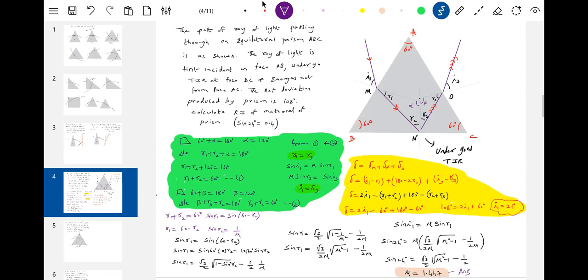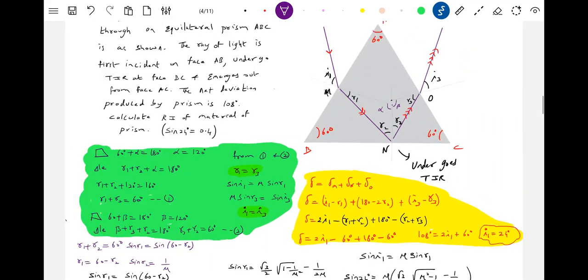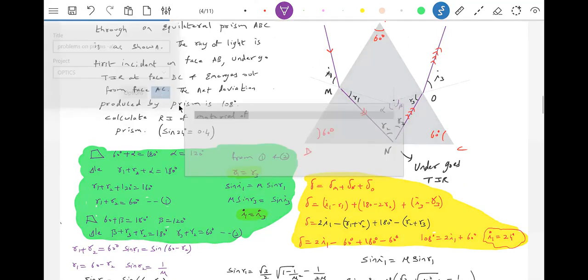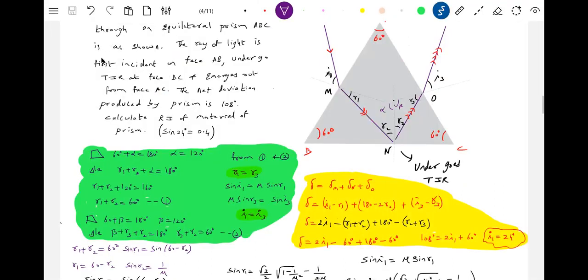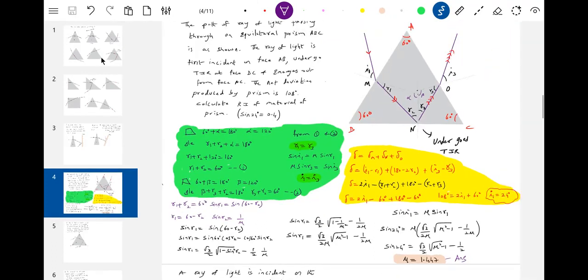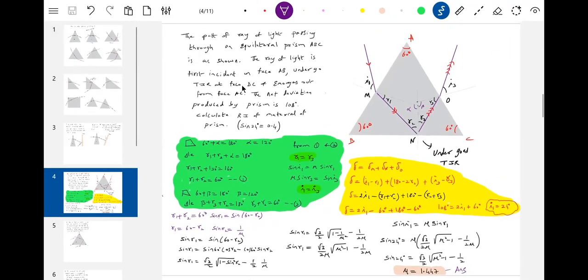Able to understand? So whenever a prism problem comes, you focus more on things like this. Okay, complete view. Then I'll go to the next problem.